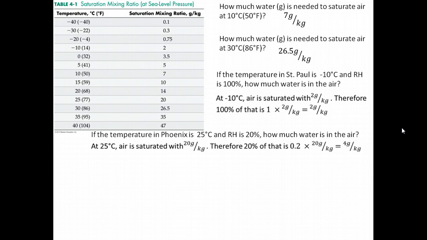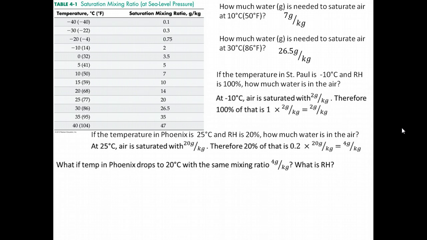So the way that we can figure that out is to take 20% of that potential. We know that it can hold 20 grams per kilogram at that temperature. 20% or 0.2 times 20 grams is going to give us 4 grams per kilogram. So the actual amount of water in the air is 4 grams of water per kilogram of dry air. So that's the amount of total water that's in the air.